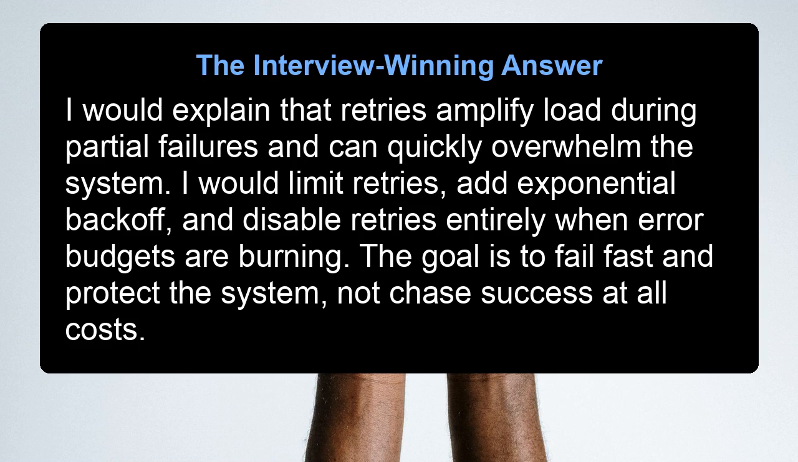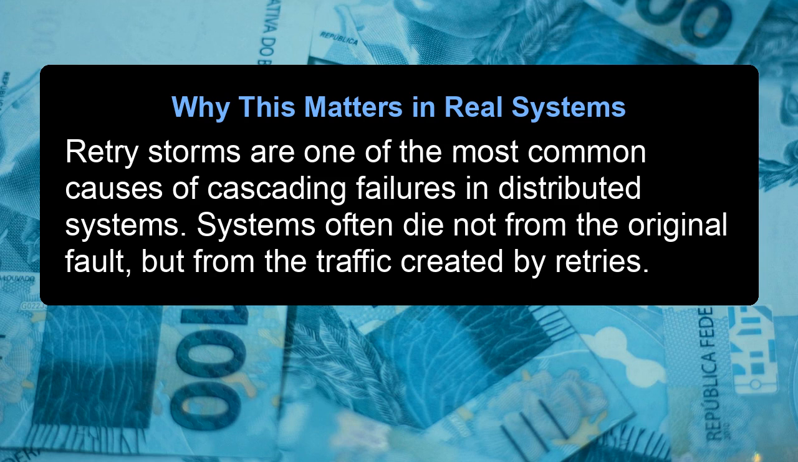The interview-winning answer. I would explain that retries amplify load during partial failures and can quickly overwhelm the system. I would limit retries, add exponential backoff, and disable retries entirely when error budgets are burning. The goal is to fail fast and protect the system, not chase success at all costs. Why this matters in real systems. Retry storms are one of the most common causes of cascading failures in distributed systems. Systems often die not from the original fault, but from the traffic created by retries.